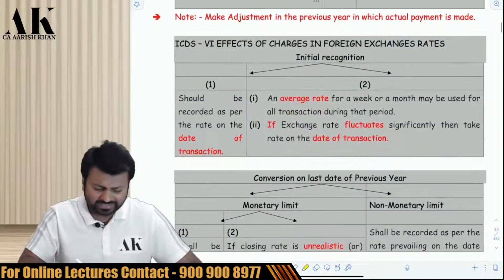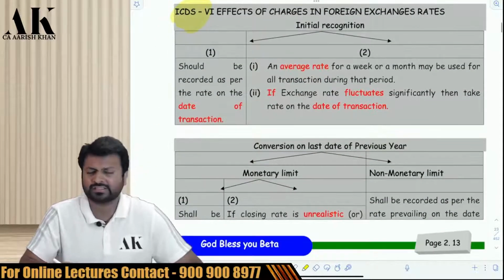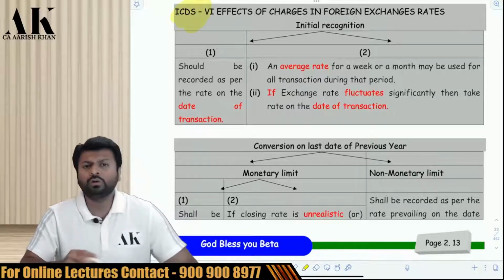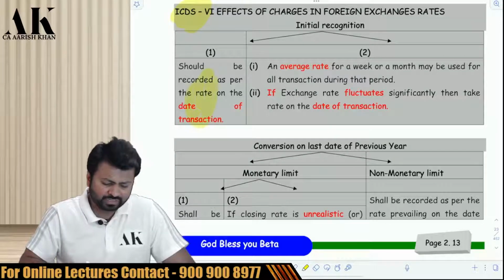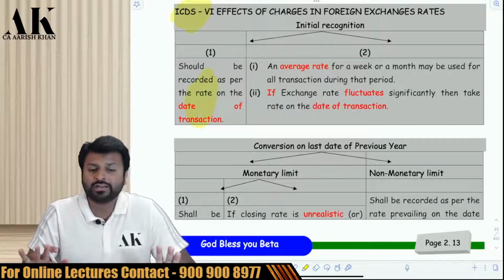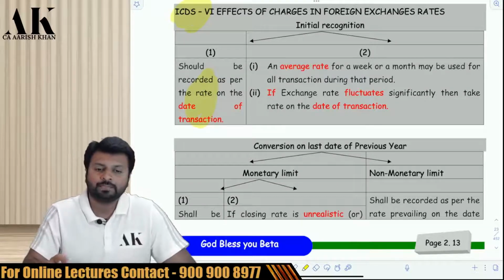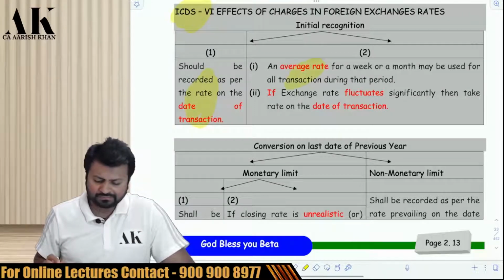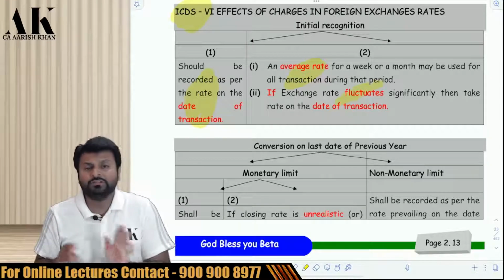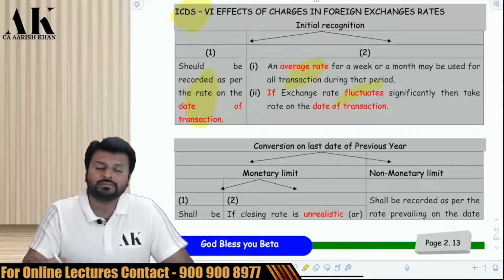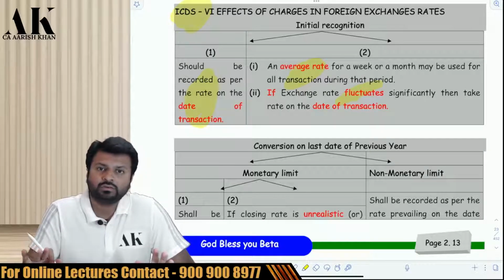Be very careful. And then there is a very small ICDS over here, nothing great as such, which talks about how to recognize foreign exchange gains and loss under income tax law. It says, first of all, you should recognize as per the transaction date. Suppose today the transaction is happening, recognize as per today's rate. Then you have an option later on that you can also take an average rate of a week. But if there is a lot of fluctuation in the entire week, then you should not do that. You need not take today's rate.